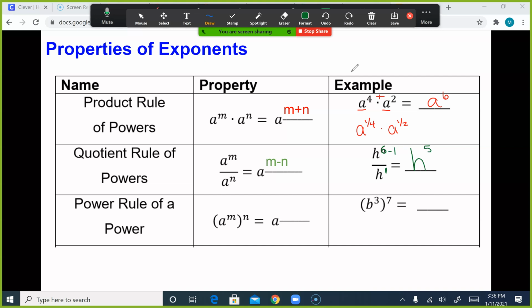Again, you can write it out and cancel, but once they start becoming fractions, h to the 1/6 over h, you can leave that as 1, then you would actually have to subtract them.